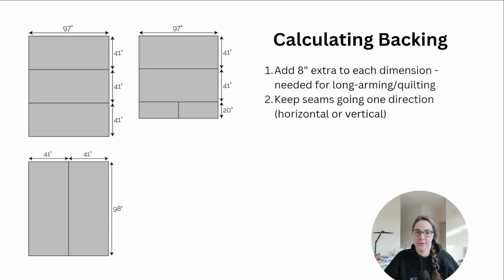The best practice if you're sending it to a long armer is to add 4 inches on each side. So that's basically 8 inches to each dimension. That's how we arrived at that number. Most long arm quilters will not actually accept your quilt if you don't have at least that much.